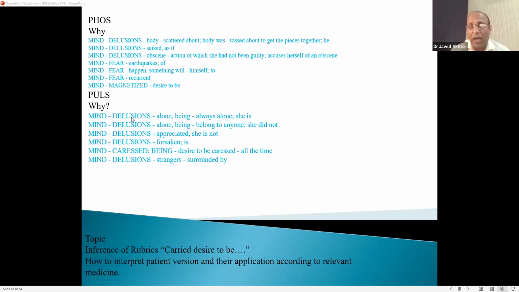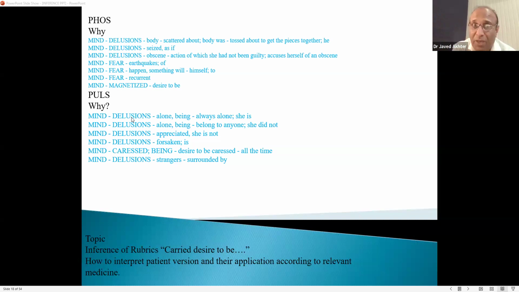And why phosphorus? Phosphorus basically, he says, his body is scattered about. Body was tossed about, to get the pieces together. Delusion body seized, it is jammed. Then obsessed with an action of which he had not been guilty, accuse her of an obsession. Basically, he did not do it, but he was being accused. Fear of earthquake, fear something will happen, fear recurrent, fear magnetized desire.